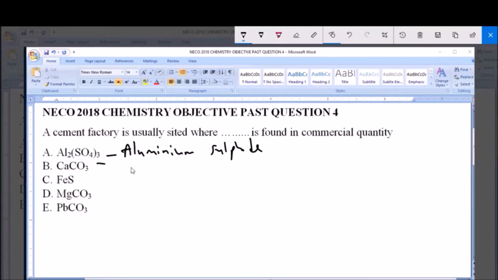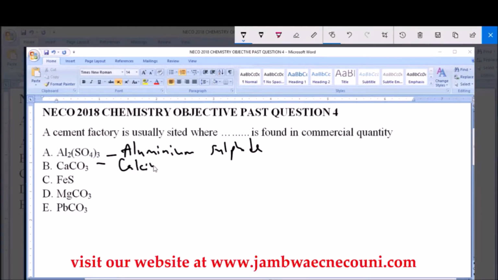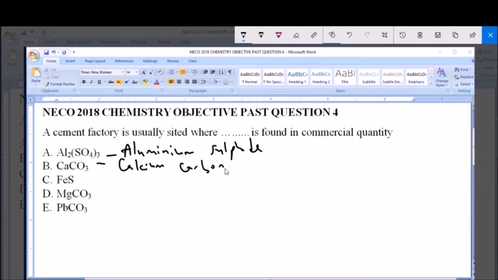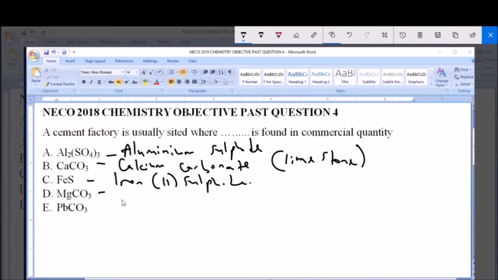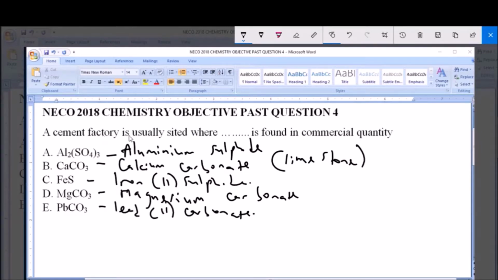B, CaCO3. This is calcium carbonate, or popularly known by its common name, limestone. C, FeS, iron(II) sulfide. D, MgCO3, magnesium carbonate. E, PbCO3, lead(II) carbonate. So I asked where a cement factory is usually sited.